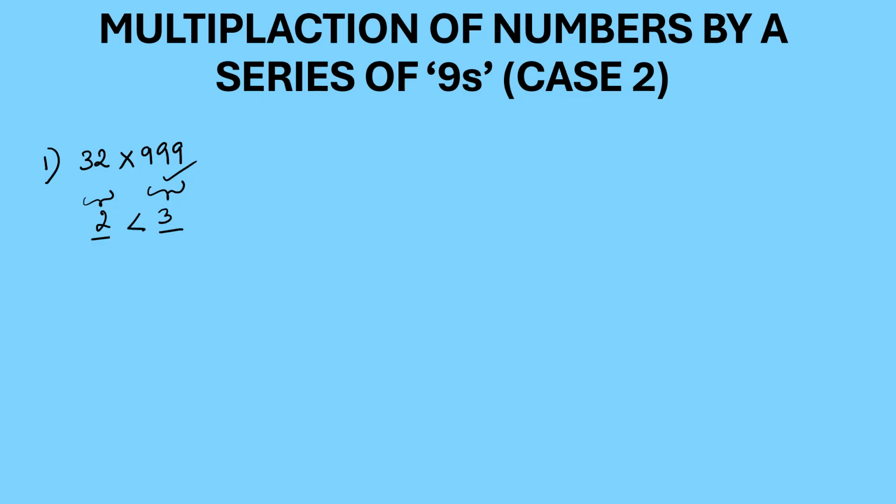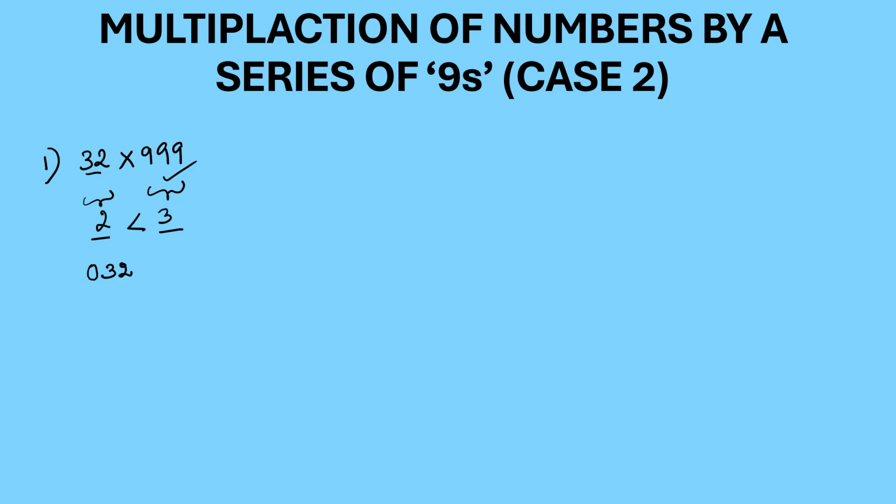Now let's go ahead and do the problem. Here, the first step that you need to do is make the number of digits in both numbers equal. 999 consists of 3 digits. So you take the number to be multiplied, that is 32, and you add zeros in front of it to make it a 3-digit number. So when you add a 0 in front, it becomes a 3-digit number. And moving forward, you will be using this number.